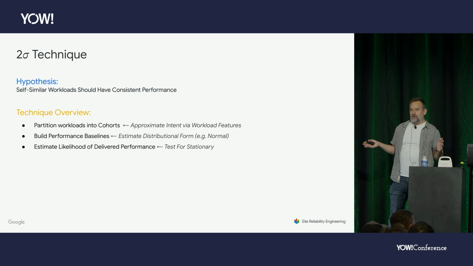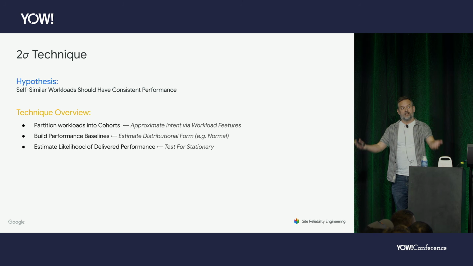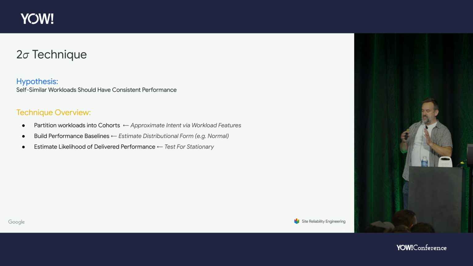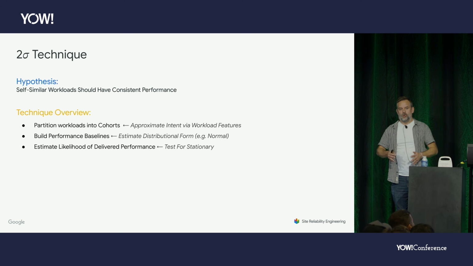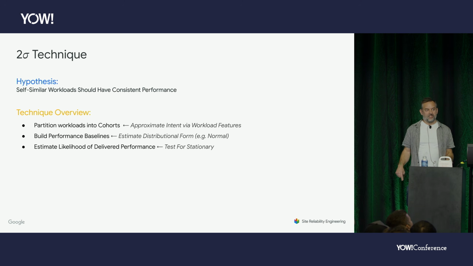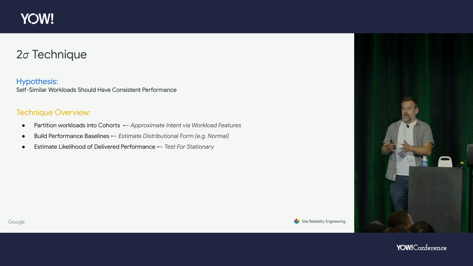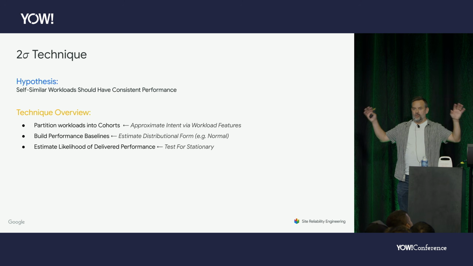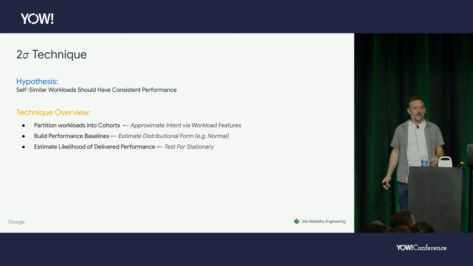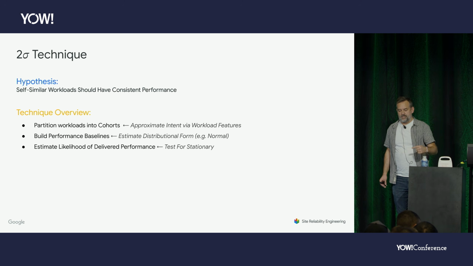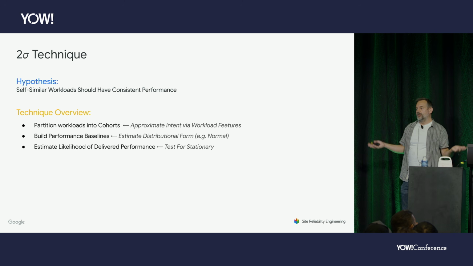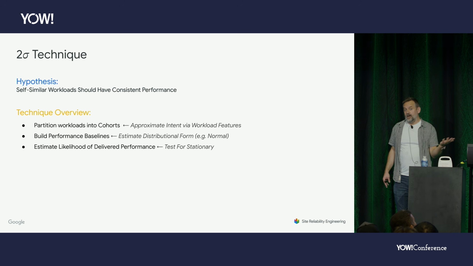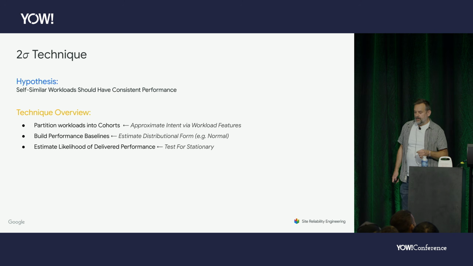So, how we actually operationalize this hypothesis is we take all our workloads and we partition them into cohorts. The way we partition them into cohorts is we want the cohorts to be self-similar over time. So how do we take our workloads and break them down in such a way that we have some group of events that will behave in this way? Depending on your application, what your cohorts are is going to be very different. And then for each cohort, you build a performance baseline.